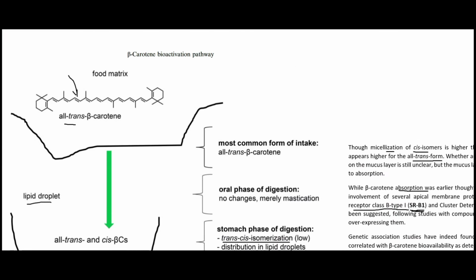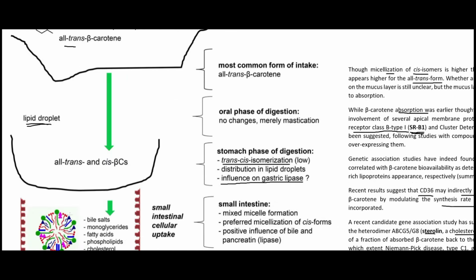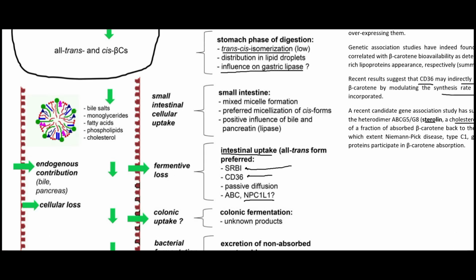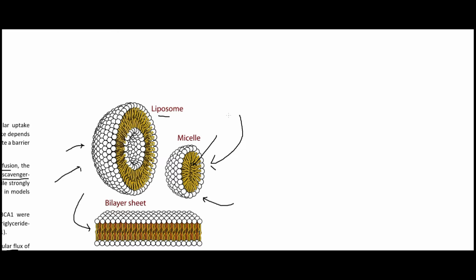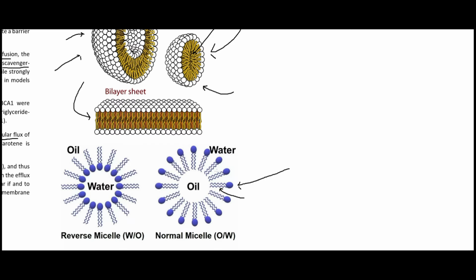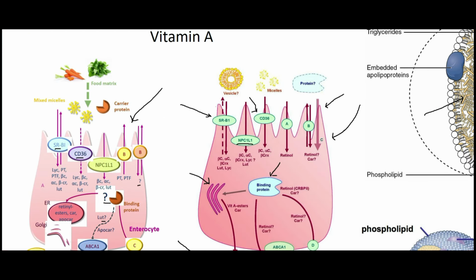I think the take-home message for this one is that when we eat these fat-soluble vitamins, they get brought into these lipid droplets, which are then emulsified in the small intestine by bile salts and phospholipids and things like that. So that's when we end up generating these micelles. The micelles are what we get after the emulsification by bile. Then those are taken into the intestine, and these micelles can come into the brush border, and then these SRB1, CD36, and NPC1L1 possibly can start taking those into the cell.